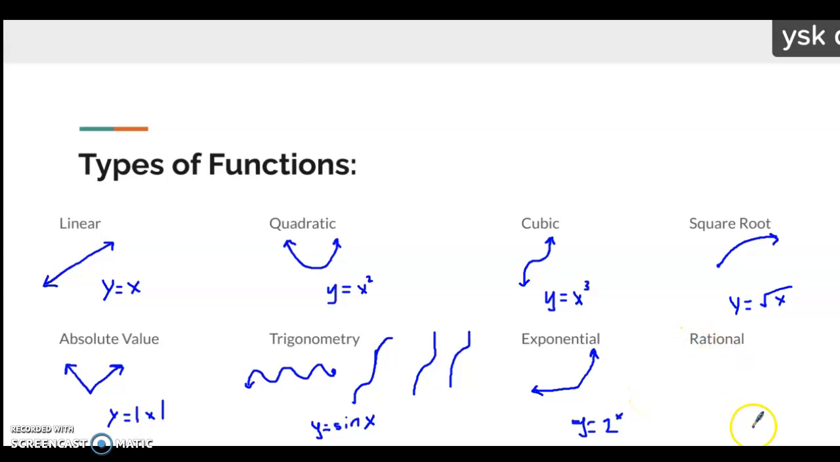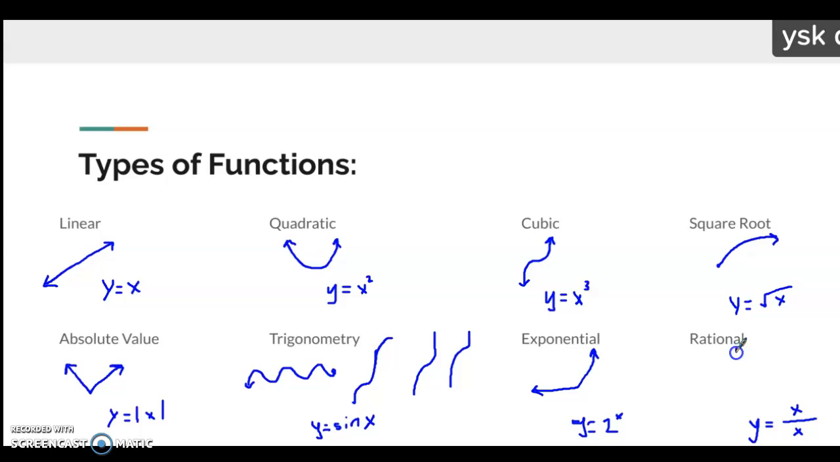And then last but not least, rational. You're going to have a graph where it has asymptotes. You're going to have a fraction where it has some sort of x value at the top and some sort of number or x value at the bottom. So maybe like x squared over x or something like that. And this one, again, you're going to have asymptotes.